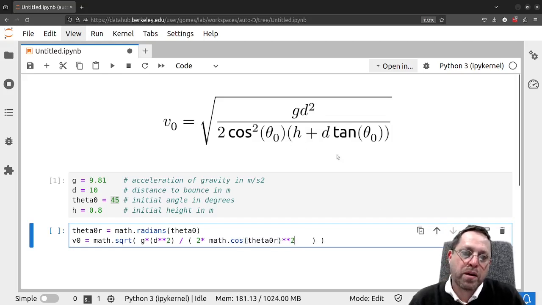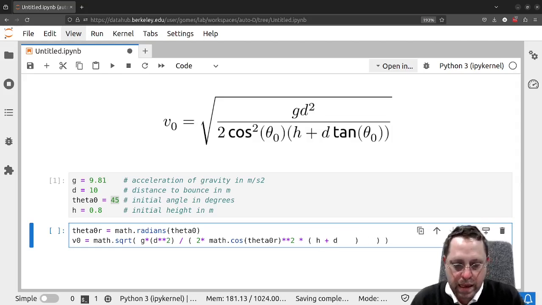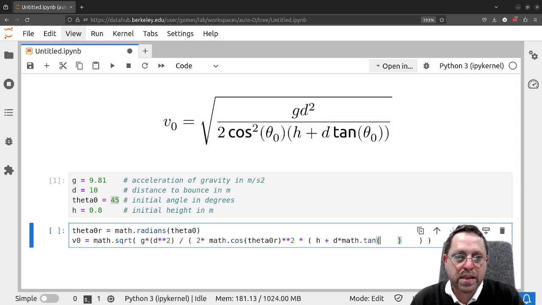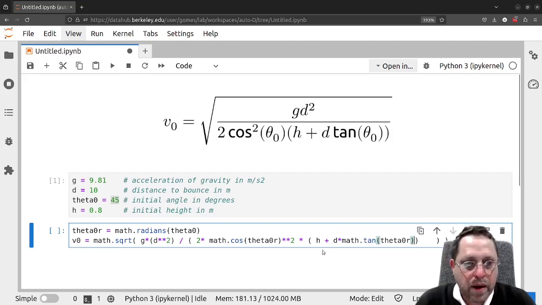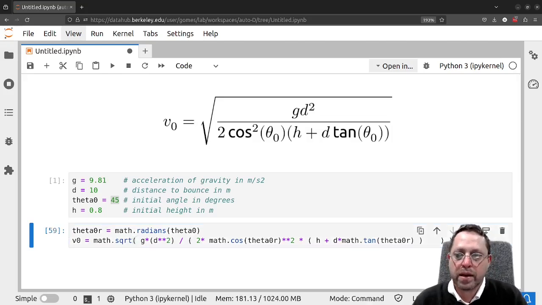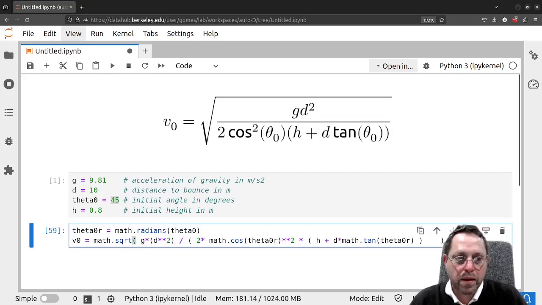Okay, and now I'm going to multiply it by this term, which is going to be in parentheses. That term has h plus d times the tangent of theta naught r. Okay, so let's see. Do I have everything? It looks like this parenthesis closes here, this one closes here, and this is the final one that closes the square root. So ready to evaluate? Here we go. And that worked well.